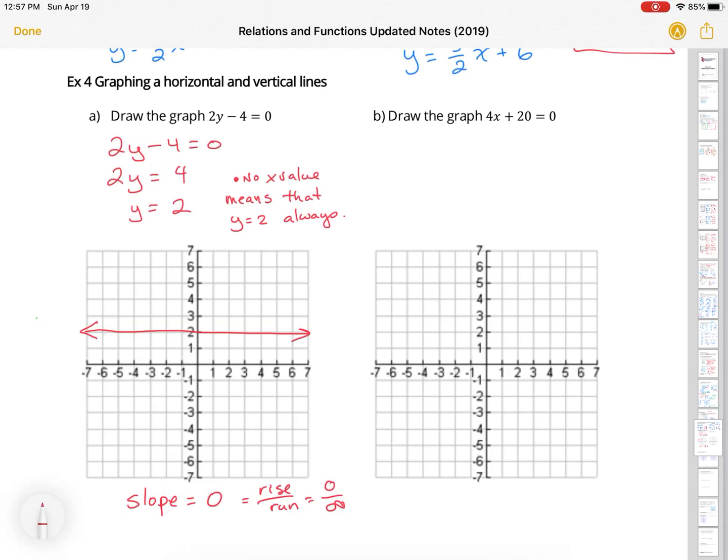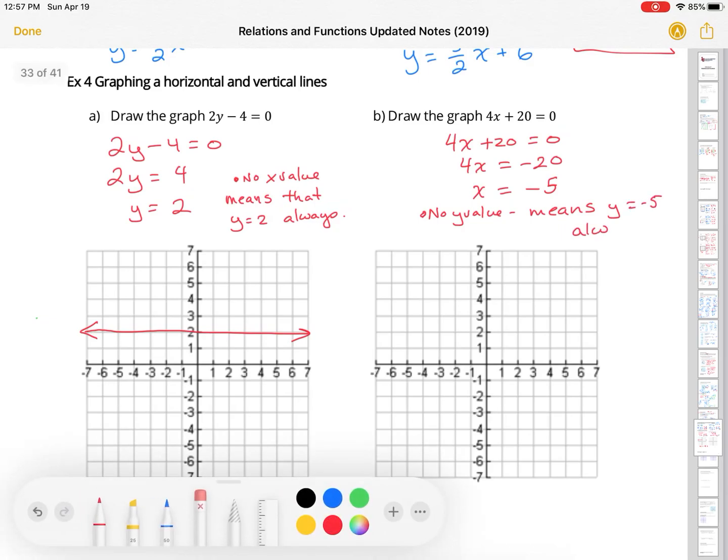Now here I have 4x plus 20 equals 0, so rearrange that. 4x plus 20 equals 0. Move the 20 over, becomes negative 20. Divide both sides by 4. I get x is equal to negative 5. Okay? No y value means x equals negative 5 always.